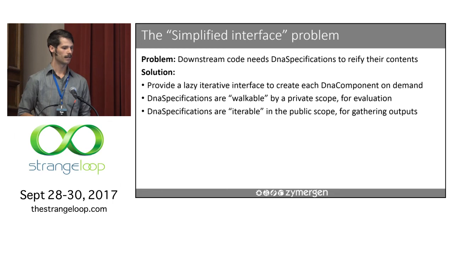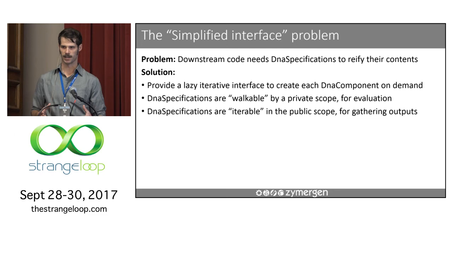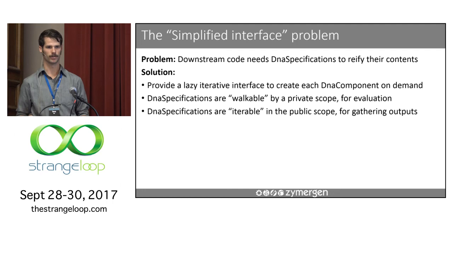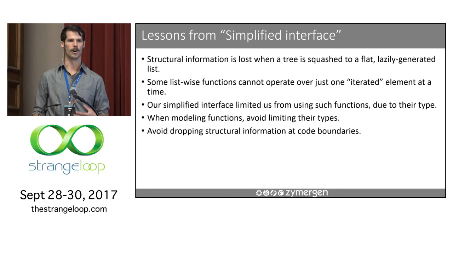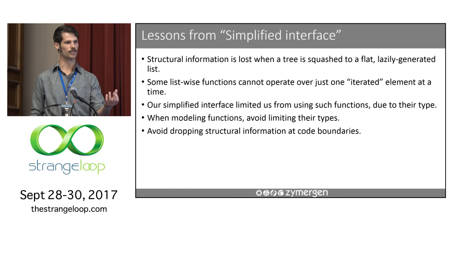So in a local scope, a private scope, DNA specifications are treated as these trees of functions, like I explained. But to the public scope, it looks like it's just a list that, like I said, is just kind of created on demand. This brought some problems with it, though. At the time this solution was decided on, all of the functions we were supporting were functions like concatenate, where given two input sets, any combination of elements from those sets could one by one be iteratively performed, but eventually not all functions fit that type.